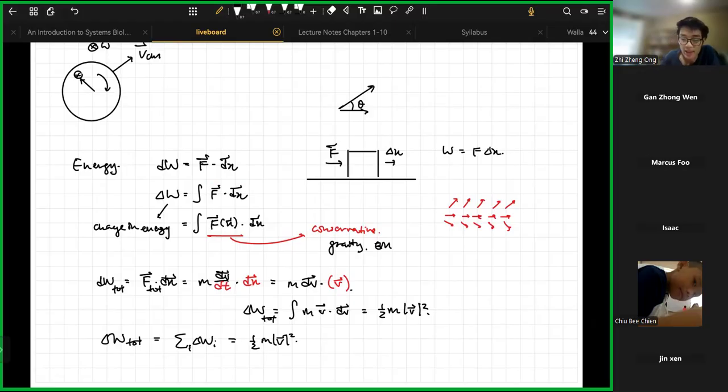If you adopt the perspective of the box, the force is being pushed on you. Sorry, let me rephrase that. This equation, delta W equals F dot dx, is written in terms of the box. So the box feels some force, it feels some displacement. The change in the box's energy would be the force times the displacement.